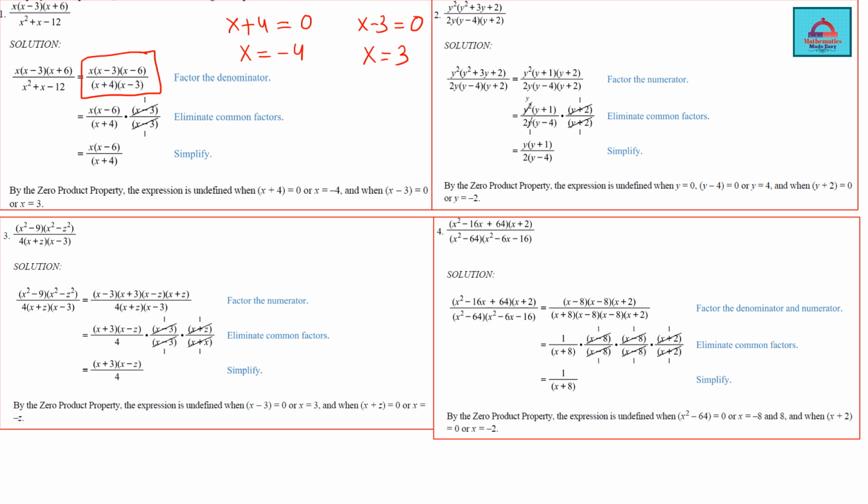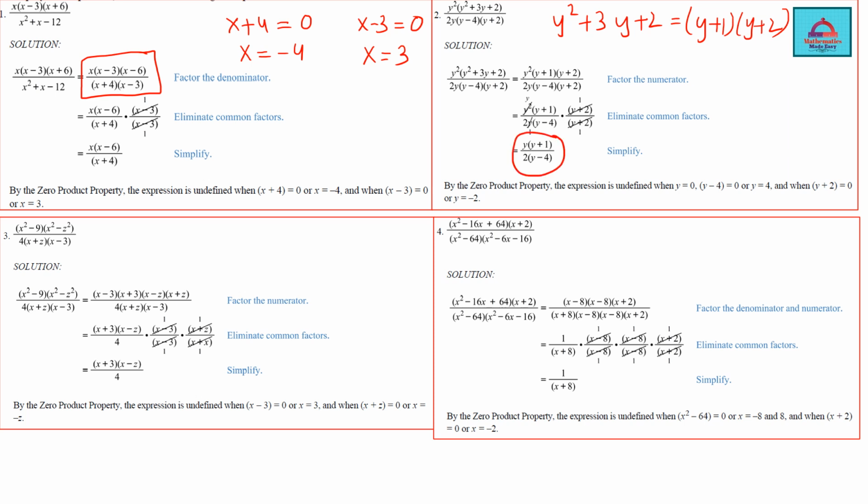Here you have in the numerator a quadratic expression y square plus 3y plus 2. So you factor it, and the factor comes out to be y plus 1 and y plus 2. Cancel the common factor, which is y plus 2, eliminate y plus 2 from the numerator and denominator, and what you are left is the simplified expression.